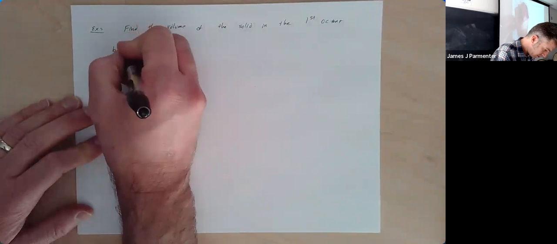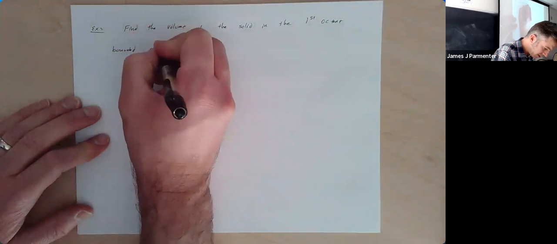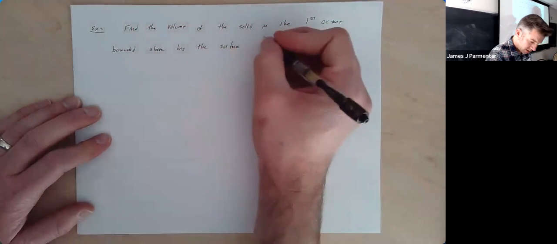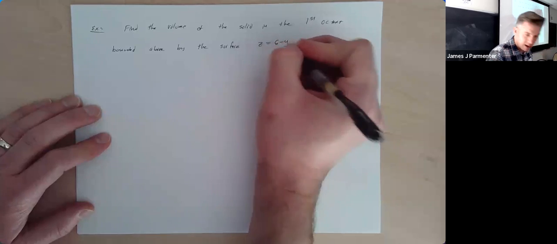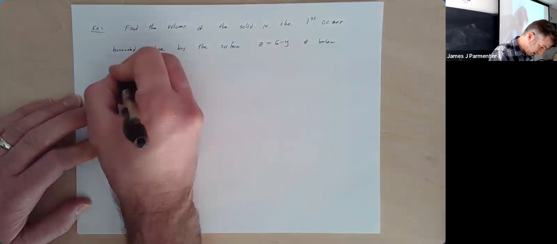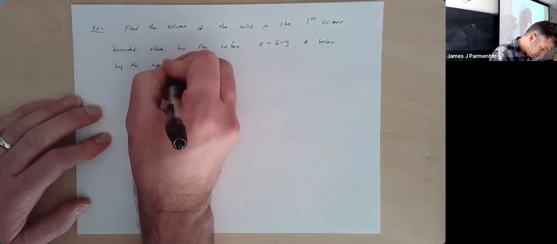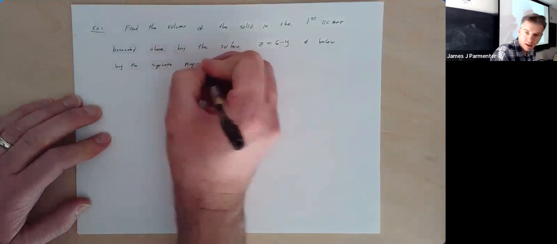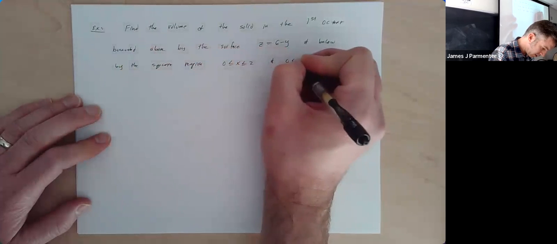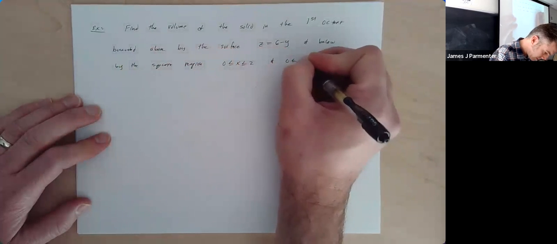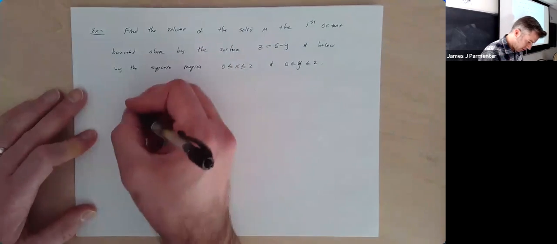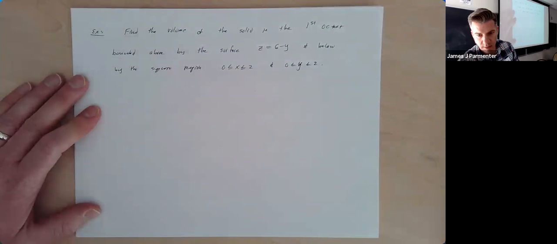Bounded above by the surface z equal to 6 minus y, and below by the square region where x is between 0 and 2 and y is between 0 and 2. And let's draw it. So we'll try to draw it anyway as best we can here.